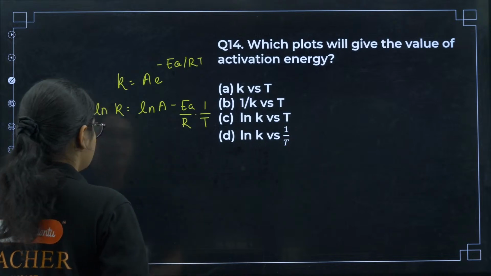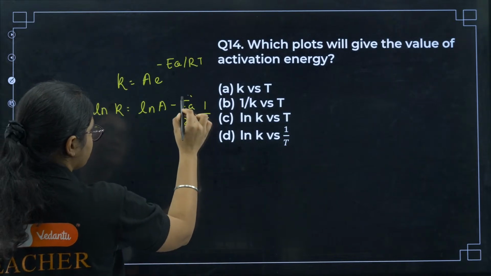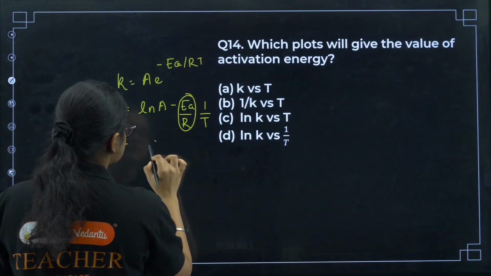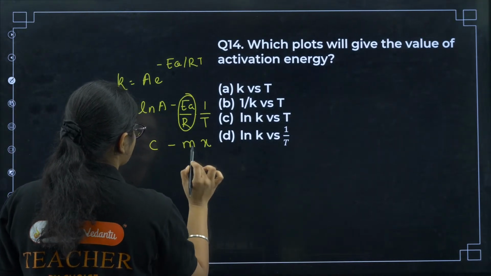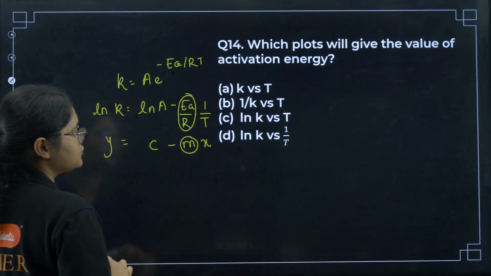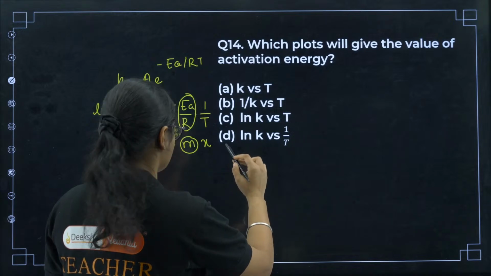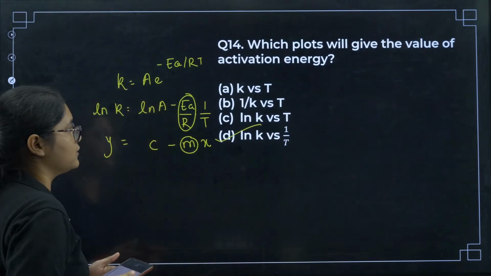So from the plot we will get this slope value, if we have y is equal to c minus mx. So the slope has to be this one. Which value will it be? Question 14, D is the correct answer. All of you have answered correctly. D is the correct answer.